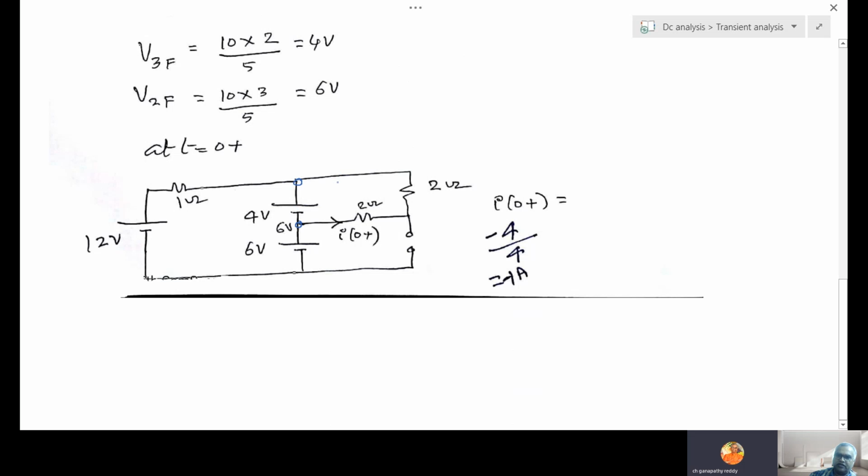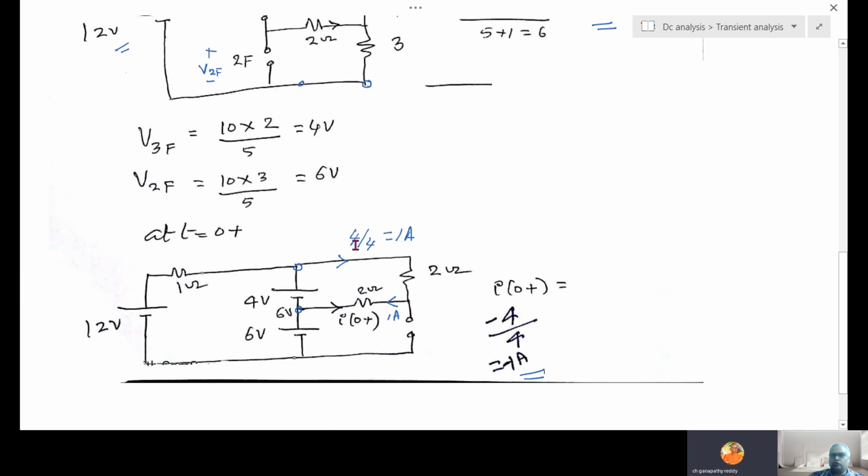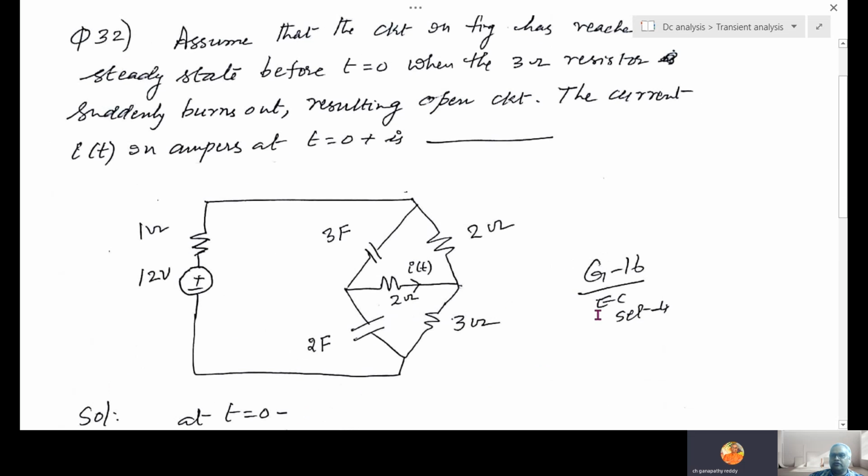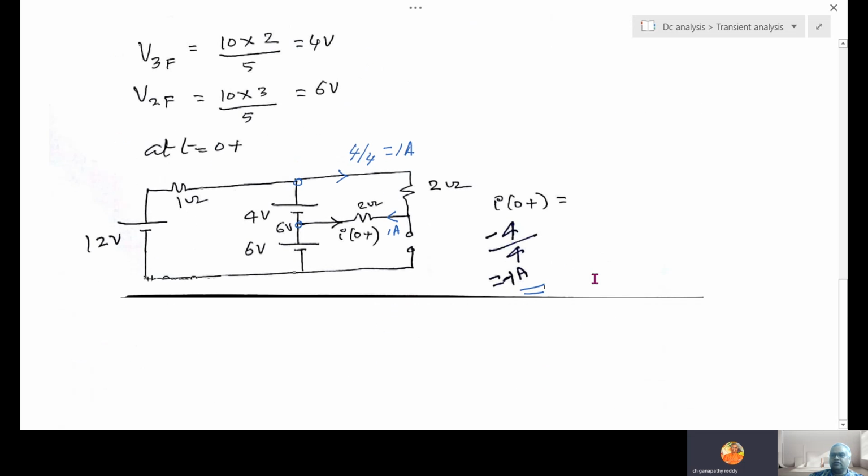Then how much is the current here? 4 by 4. 4 by 4 is how much? 1 ampere. What is the direction? 1 ampere is this way. What is the current here? 1 ampere. But what is asked, I 0 plus, is in the opposite direction. Therefore, minus 1. I 0 plus is minus 1. Generally, if conceptually you are not confident, you will make blunders. Interestingly, where you are weak, they know, and accordingly they design a question. So like that, the answer is -1.